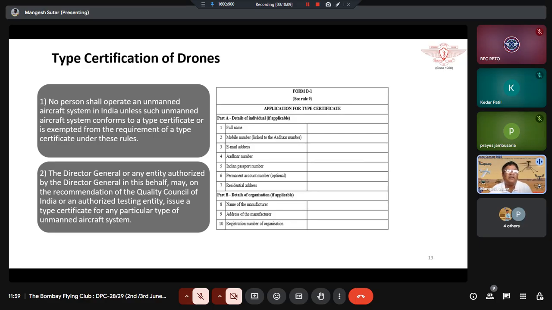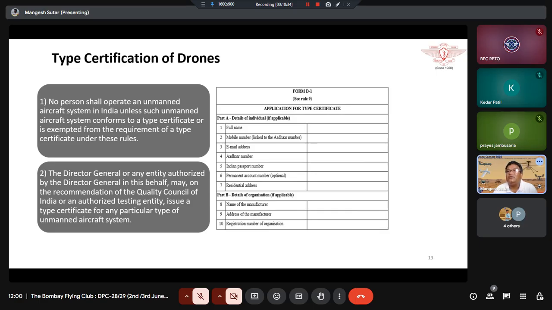So what is type certification? Type certification is done under the Director General or any entity authorized by the Director General in this behalf, on the recommendation of the Quality Council of India or any authorized testing entity, who issues a type certification for a particular type of unmanned aircraft system.